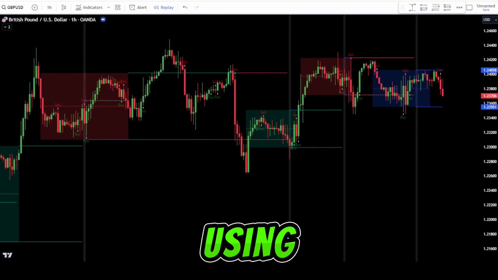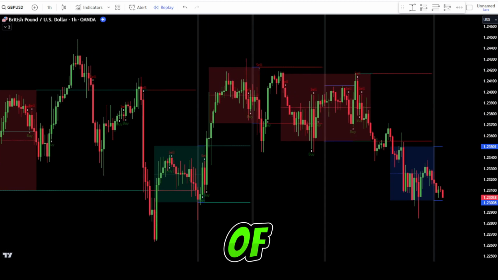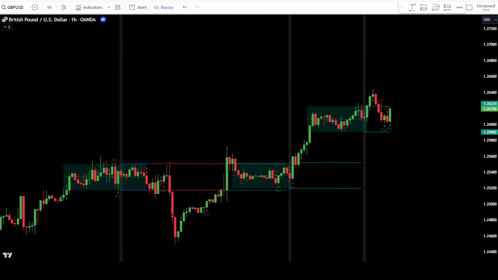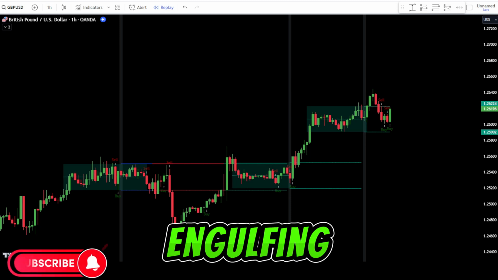In addition to using the two methods discussed earlier, you can also enter using a combination of a range detector, EMA scalper, and engulfing candlestick. For example, how to place a buy order using the range detector, EMA scalper indicators and engulfing candlesticks.